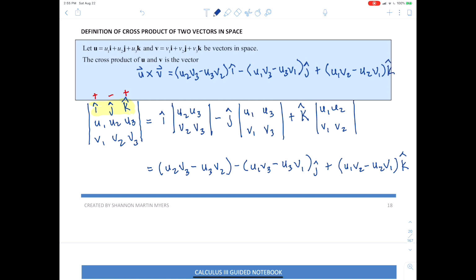Cool, cool? All right. Just a general note: if you've got the determinant of a, b, c, d, that's equal to a times d minus b times c. Again, if you haven't had it already, you'll have it in linear algebra.